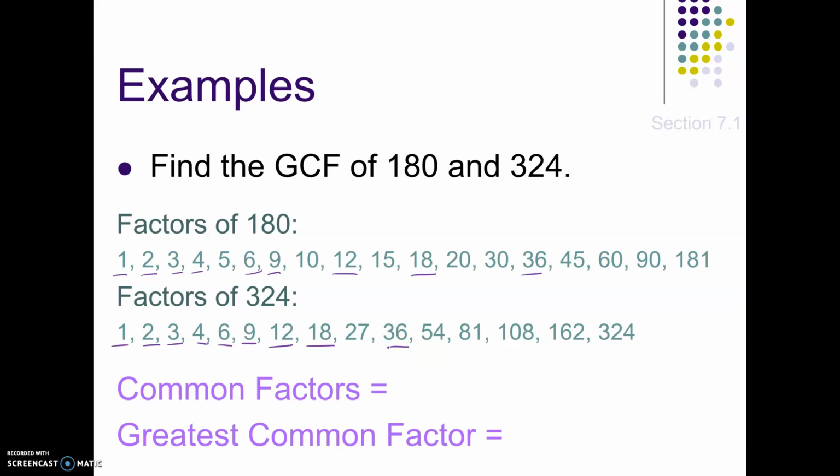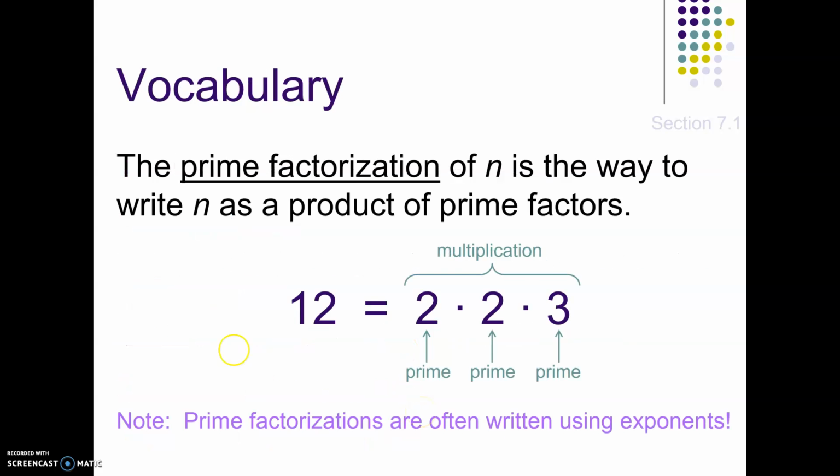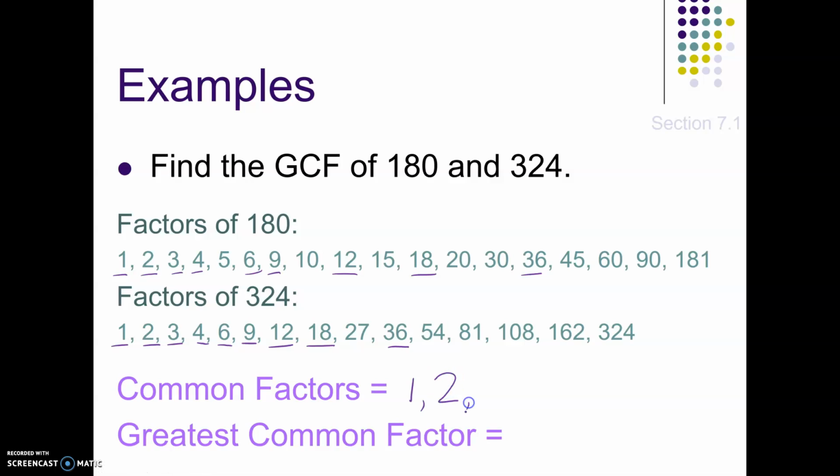So let's see, after fishing through everything, I'm seeing a 1 in both lists. Oh dear. A 2 in both lists, a 3, a 4, a 6, a 9, a 12, 18, and 36. Good thing I had just enough room for all of those. Lots of common factors on this one. The greatest common factor is the largest one that's on the common list, and that's 36 here. So 36 is our greatest common factor, or the GCF, of 180 and 324. Again, that means 36 is the largest number that will go into both 180 and 324 at the same time.